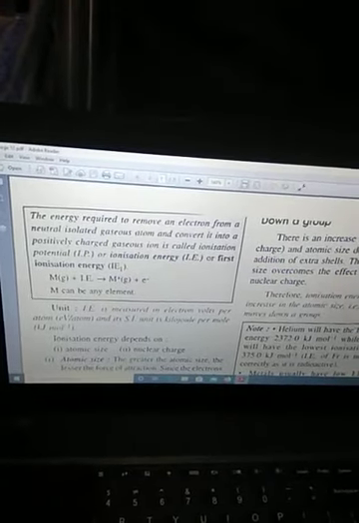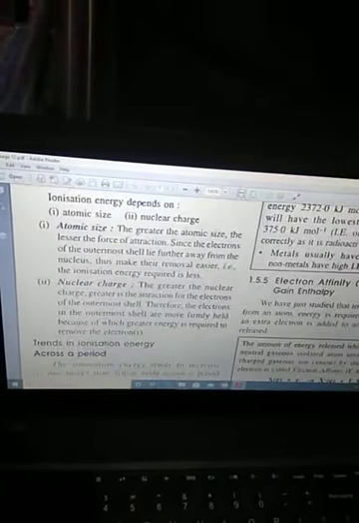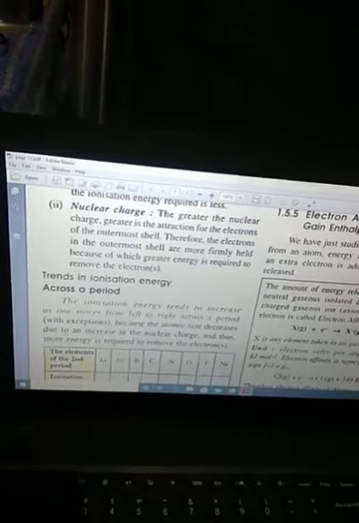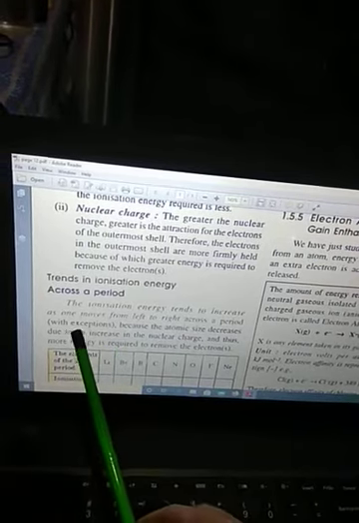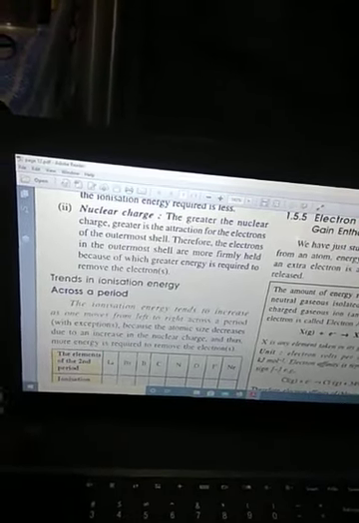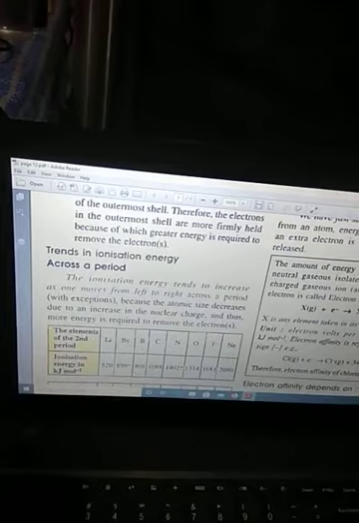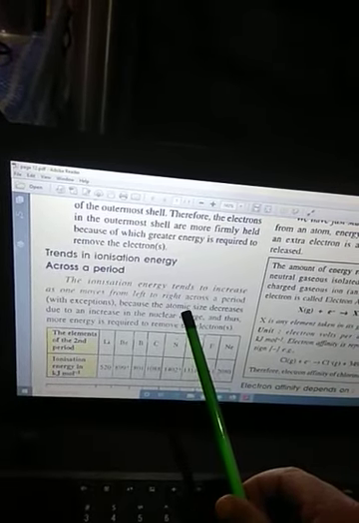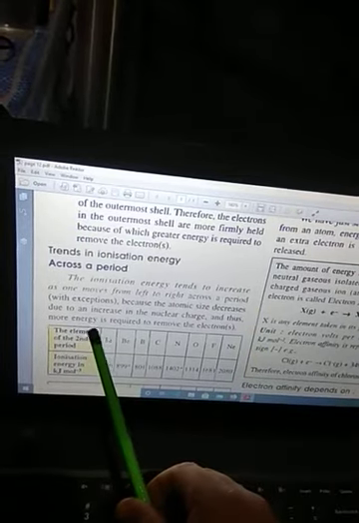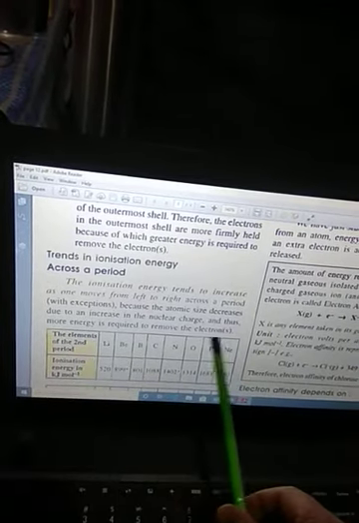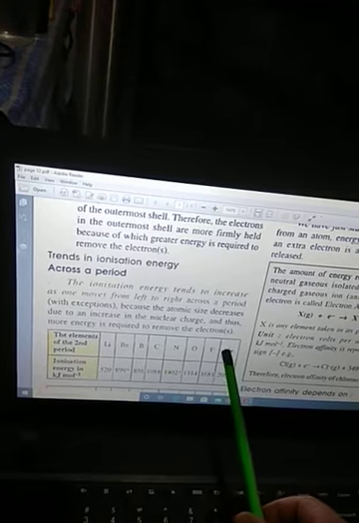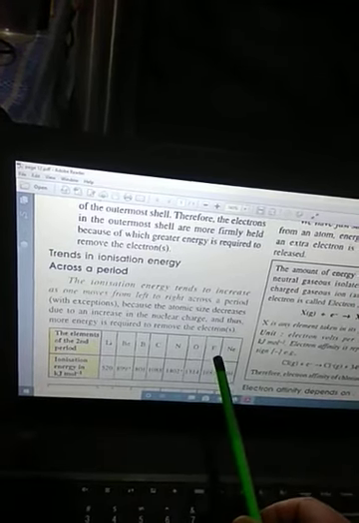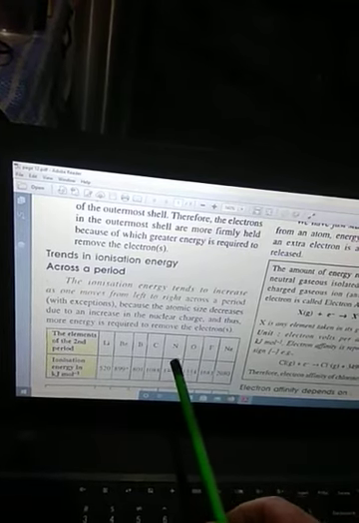Okay, now its trend, that means how it will differ across a period and down a group. So across a period, that means when you move from left to right in the period, the ionization energy increases. The reason is that as we move from left to right, the atomic size decreases, and we know why it decreases, because the electron has more force of attraction towards the nucleus.